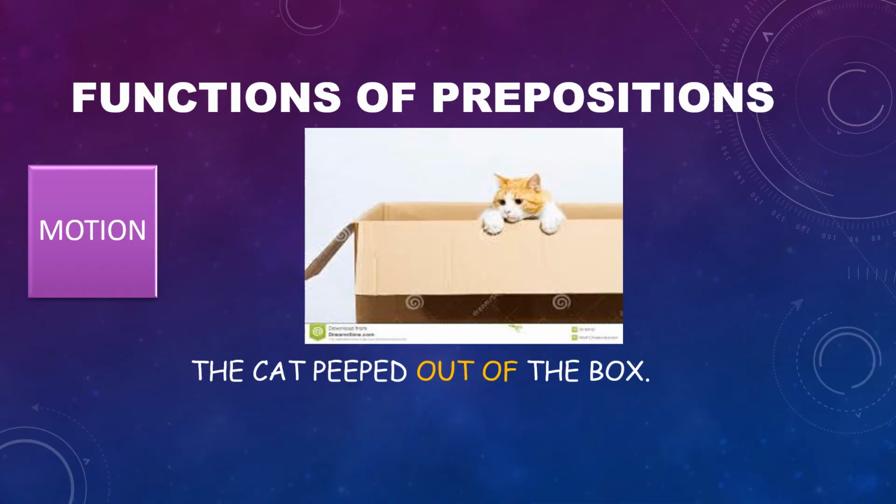Okay, this is the next one. Functions of preposition based on motion. Now, which shows motion? The cat peeped out of the box. This is a preposition which indicates a motion of the object. So, therefore, it is a preposition of motion, out of. But it is also a different kind of preposition. What is that? Quickly tell me. Yes, it is a compound preposition, isn't it? Because it's not made up of just one word, it has 2 words in it. Clear? So it is a compound preposition of motion. Am I clear, students? Okay.